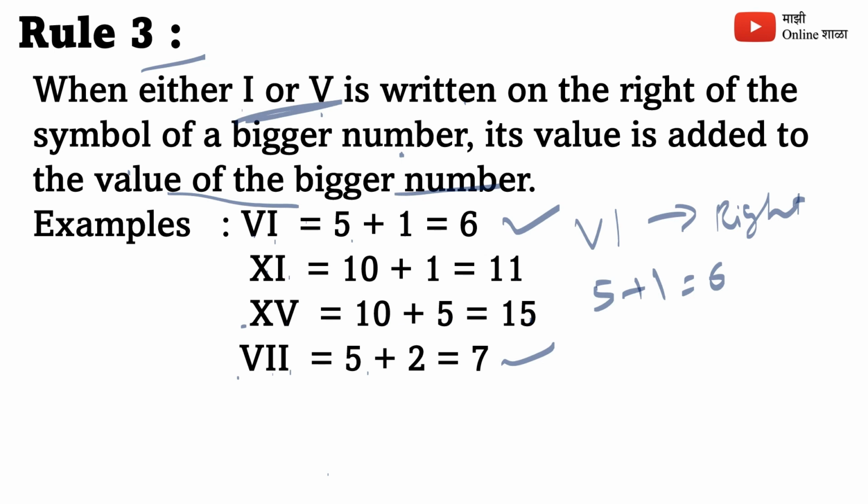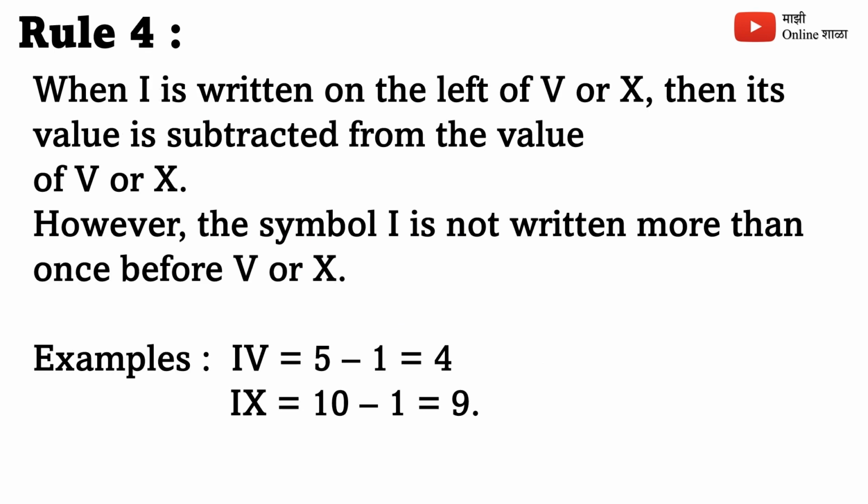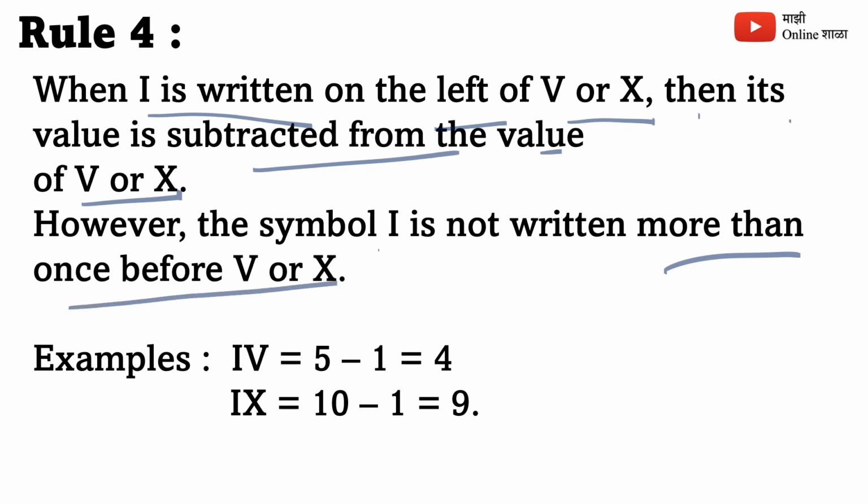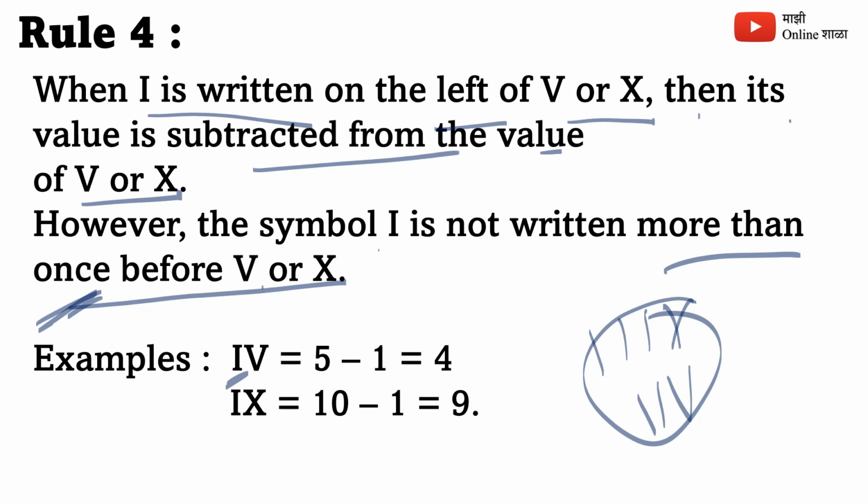Let's see rule number 4. Rule number 4, when I is written on the left of V or X, then its value is subtracted from the value of V or X. However, the symbol I is not written more than once before V or X. Means we cannot write I I, or I I I. It is written only once before V or X, and only I can be written on the left side. We cannot write V on the left side. Okay. So this is rule number 4.